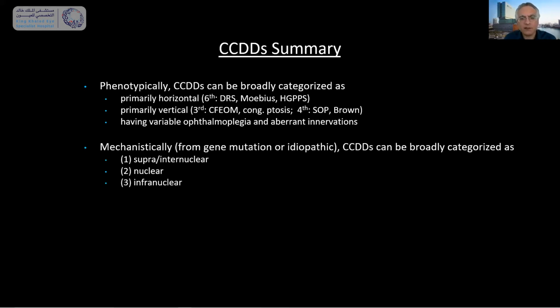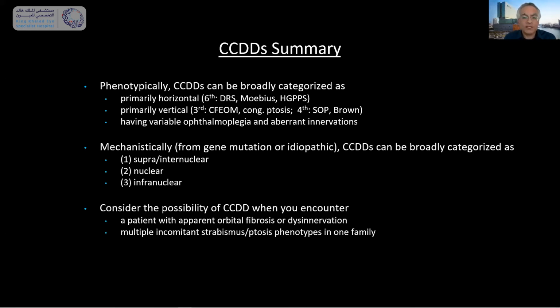Mechanistically, we can think of CCDDs as supranuclear, nuclear or infranuclear, and many of them have gene mutations identified. The major exception is the most common CCDD, Duane syndrome. Most Duane syndrome does not have a gene mutation. We should consider the possibility of CCDD when we encounter a patient with apparent orbital fibrosis or dysinnervation, or multiple different strabismus or ptosis phenotypes in the same family. This is when you should think that there's an underlying CCDD going on.